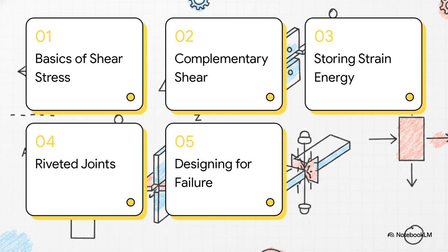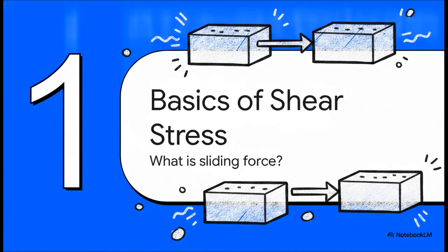Okay, let's take a quick look at our roadmap for today. We'll be covering 1. The basics of shear stress, 2. Complementary shear and strain, 3. Storing strain energy, 4. We'll apply this to riveted joints, and 5. Designing against failure. Trust me, the theoretical physics we start with is going to perfectly connect to some really cool real-world engineering. All right, section 1, the basics of shear stress.